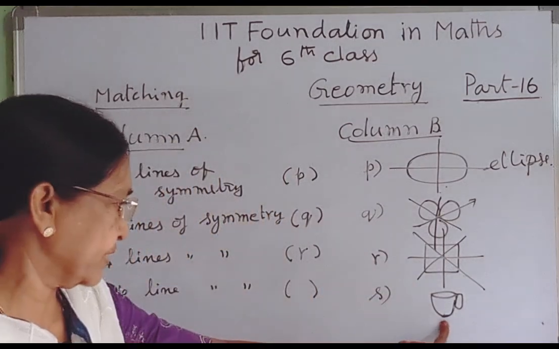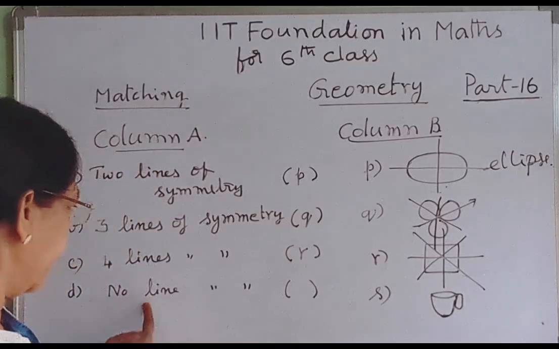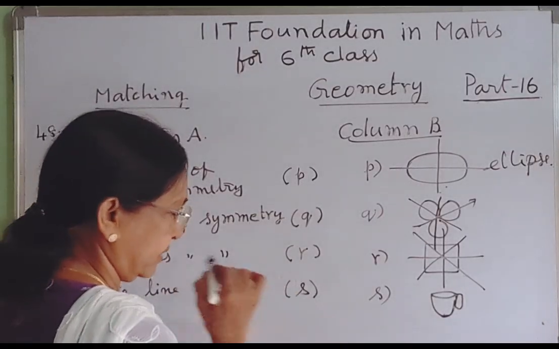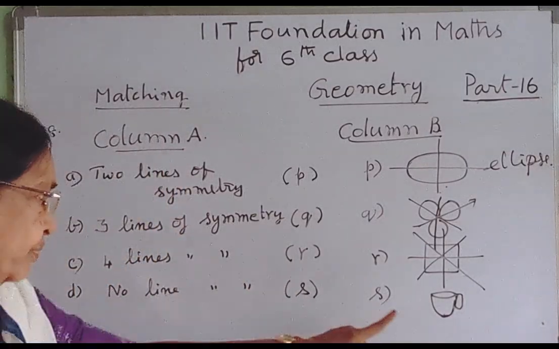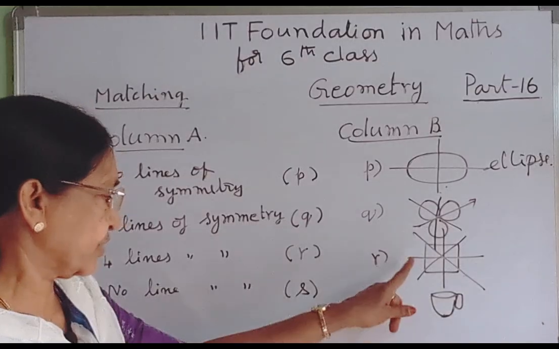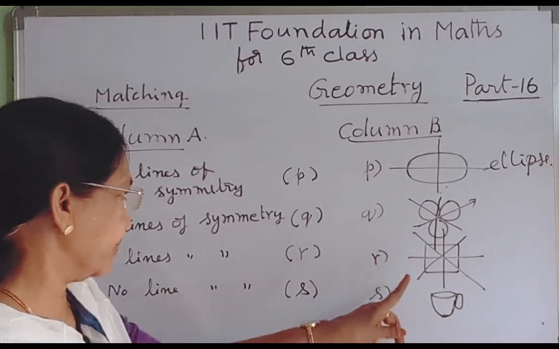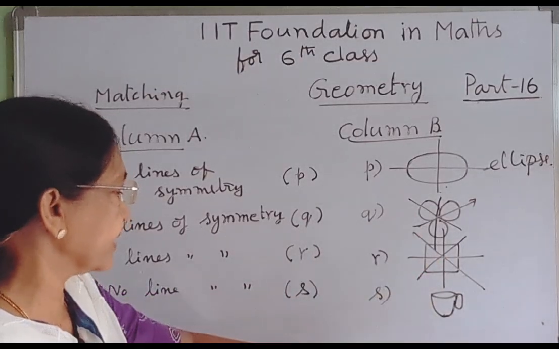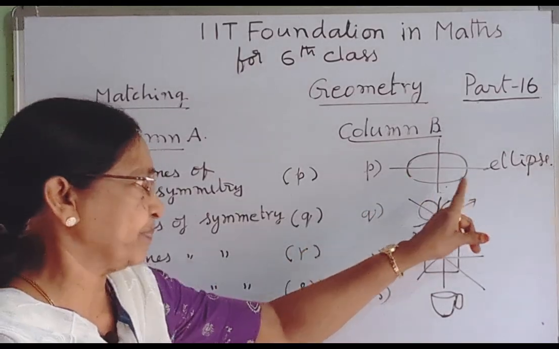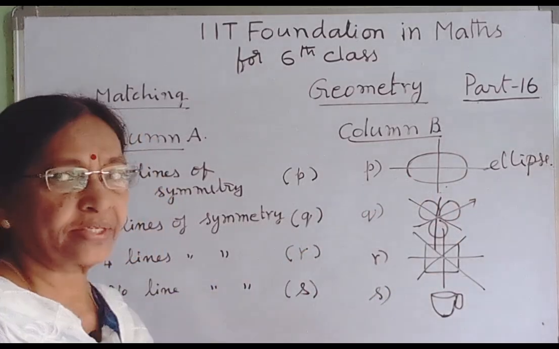And a cup has no line of symmetry. So no line of symmetry for a cup. A square has 4 lines of symmetry, this figure has 3 lines of symmetry, and this ellipse has 2 lines of symmetry.